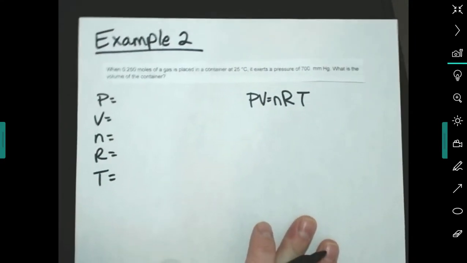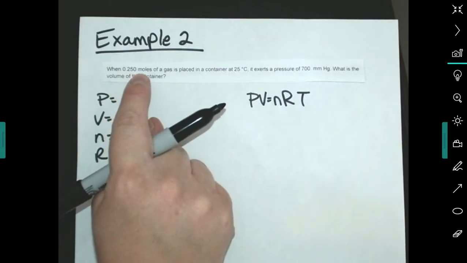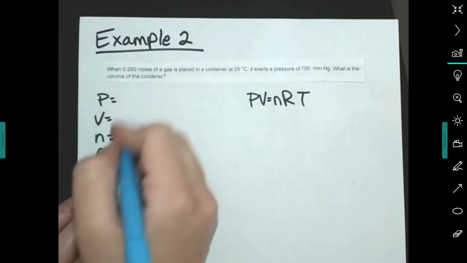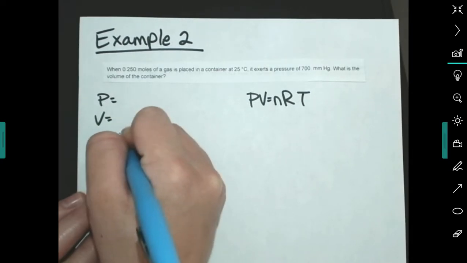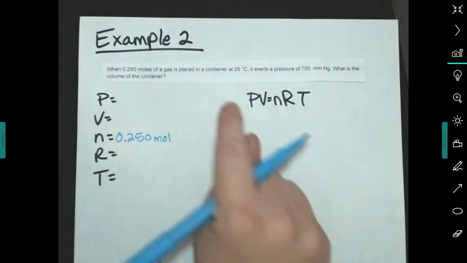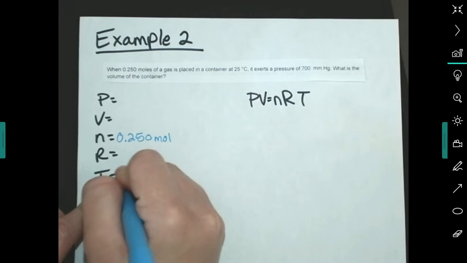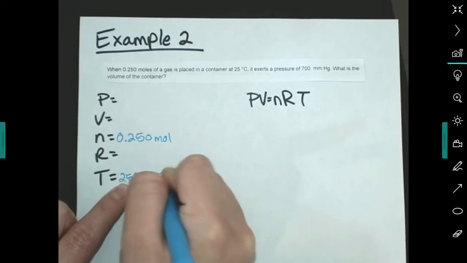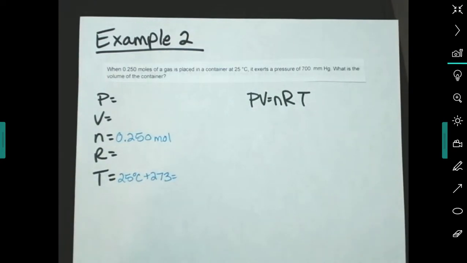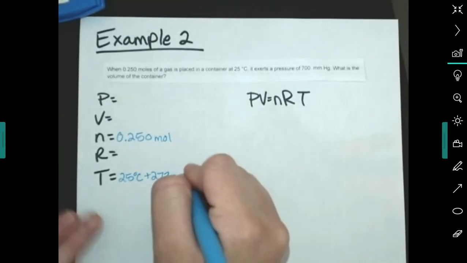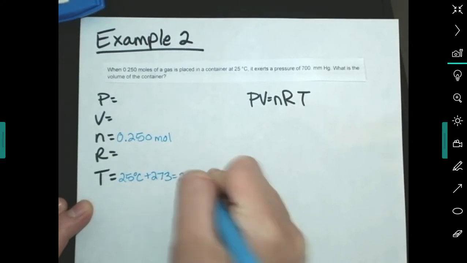Okay, so it says when 0.250 moles of a gas. I'm going to use my blue because it's kind of not as huge. So that's moles. So moles goes under n for number of moles. 0.250 moles. It's placed in a container at 25 degrees Celsius. So that's my temperature, but we know that needs to be in Kelvin, right? So let's add 273. And that should give us 298, right? 273 plus 25, 298. So that will give us 298 Kelvin.